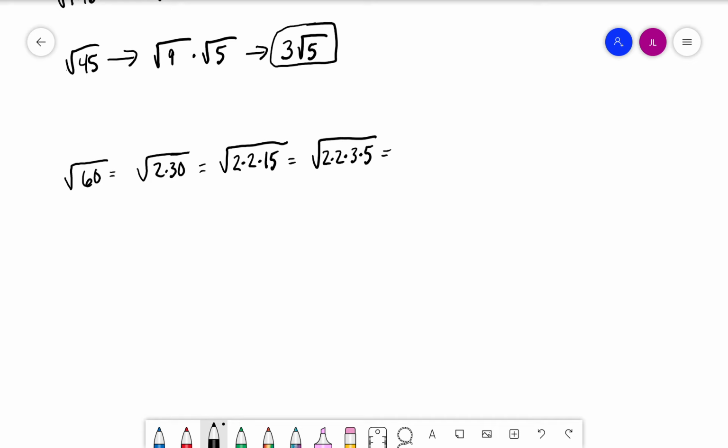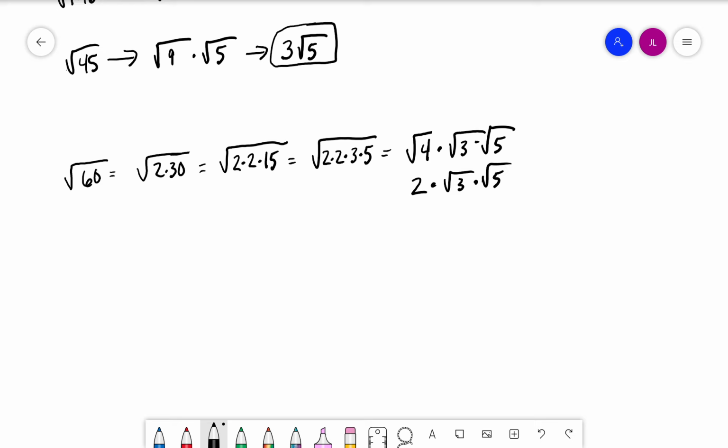So when we think about this, if we look at these through, 2 times 2 is 4. We can say we have the square root of 4 times the square root of 3 times the square root of 5. Well, we know the square root of 4 is 2. So now we have 2 times the square root of 3 times the square root of 5.